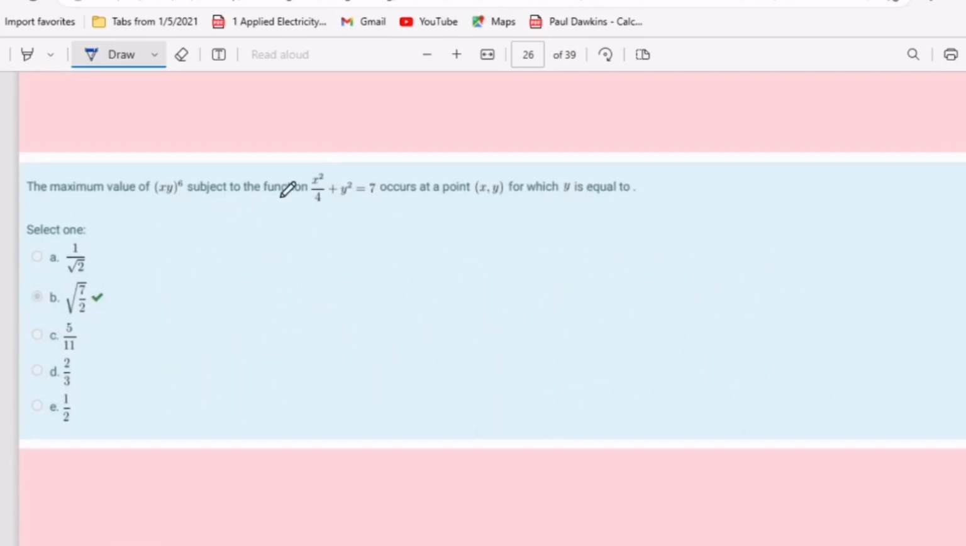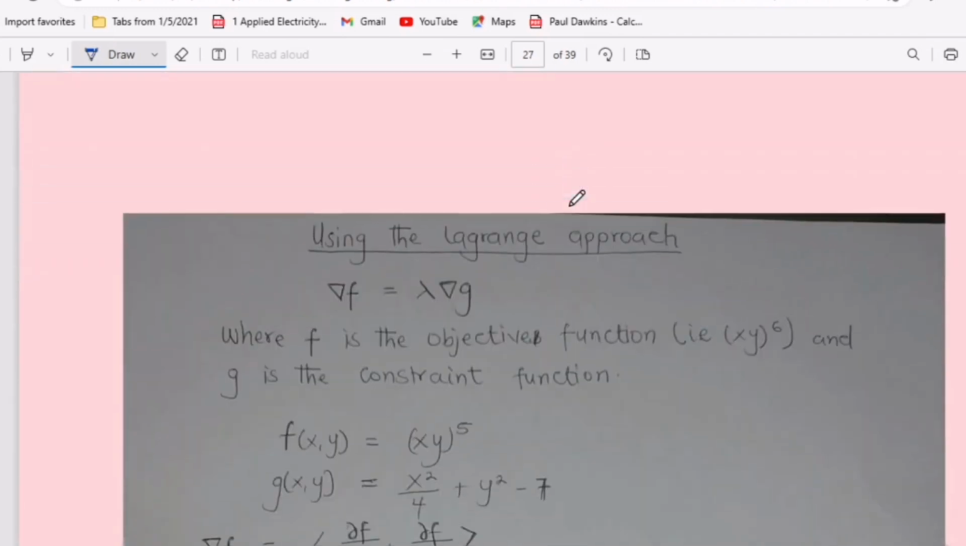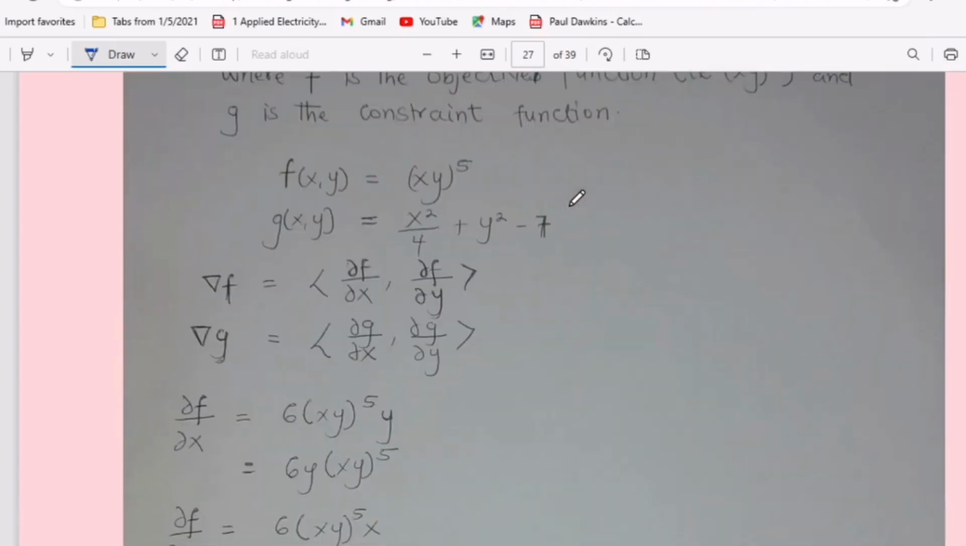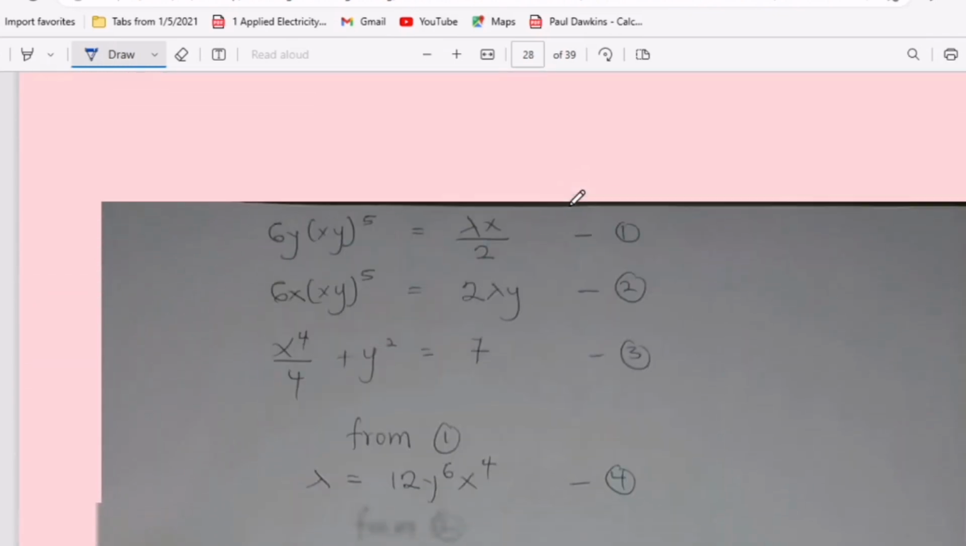The maximum value of a function... okay, it's at 7. This one will do it, but it needs the Lagrange approach. We've not done it yet. It will be in my video. If you're able to finish this one, Lagrange, you can expect this in your midterm. But if you don't finish, it's very simple. You are not going to get it in your exams.